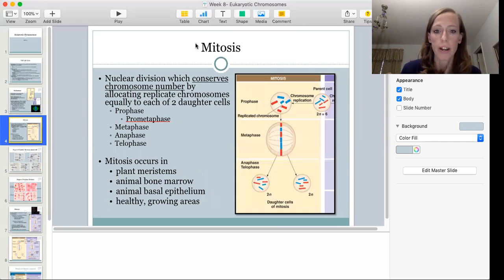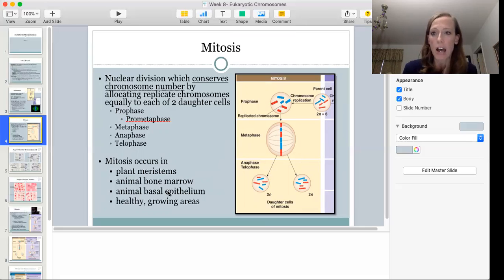Okay, let's move to our next slide. There are two types of nuclear division that we're going to discuss. The first of which is mitosis. This is one type of nuclear division that happens in almost all cells. So it's occurring in plant meristems, animal bone marrow, animal epithelium, lots of healthy growing areas.